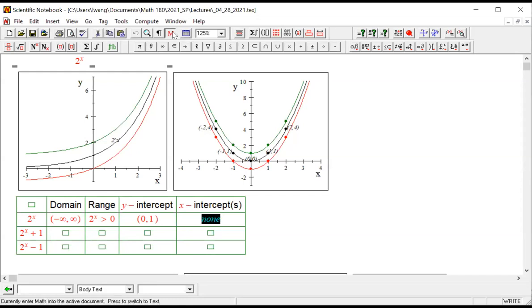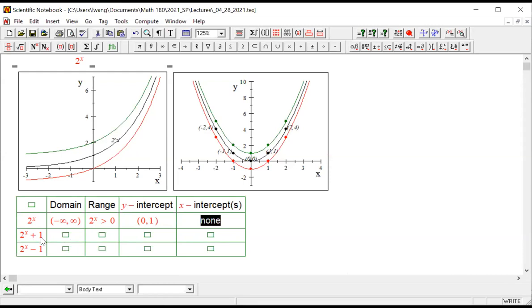None. Now let's look at 2 to the power x plus 1. Domain stays the same. On the 2 to the power x, we have a horizontal asymptote. Now, the 2 to the power x is shifted up, so the horizontal asymptote is also shifted up along with it, isn't it?